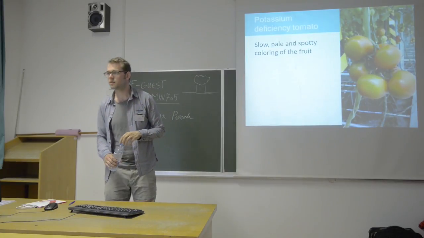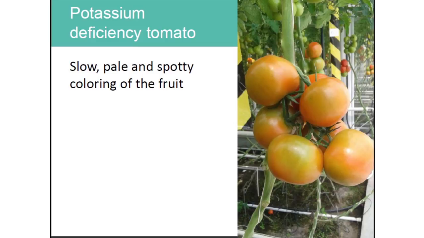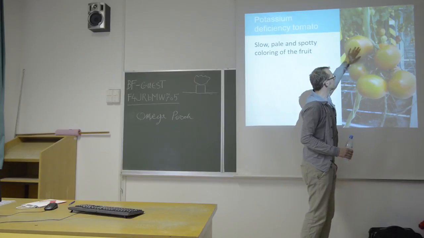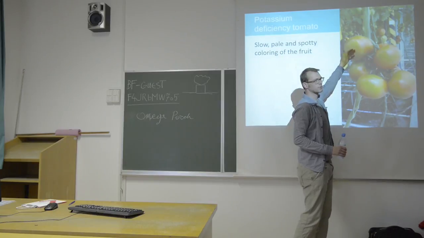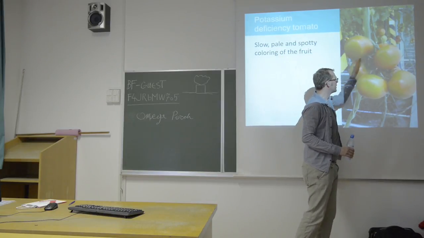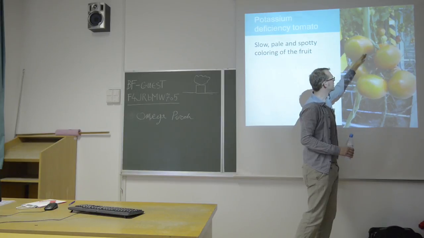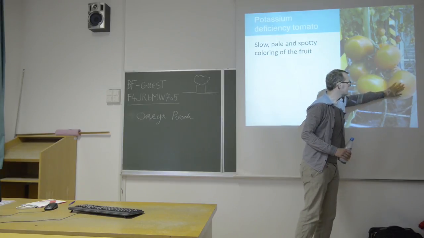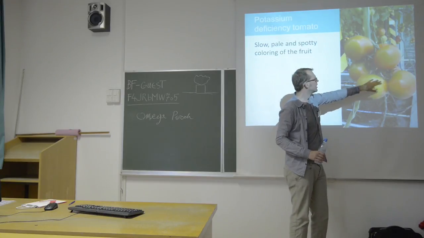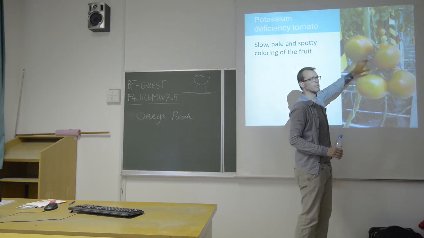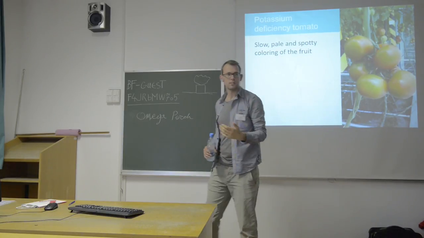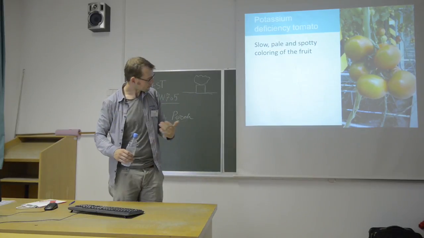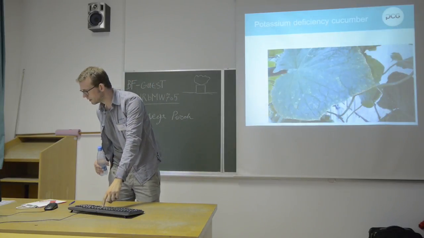Potassium deficiency in tomato has several symptoms, but one of the main things is that the fruits don't color properly. Normally, the first fruit in the bunch starts coloring the fastest, because that was the first flower that was opened, the first flower that was pollinated, and the flowers open in a sequence. So if you see that the last fruit is already turning orange, but the first fruit is not completely red yet, then you know that there's potassium deficiency. If there's not enough potassium in the fruits, they cannot turn red properly.